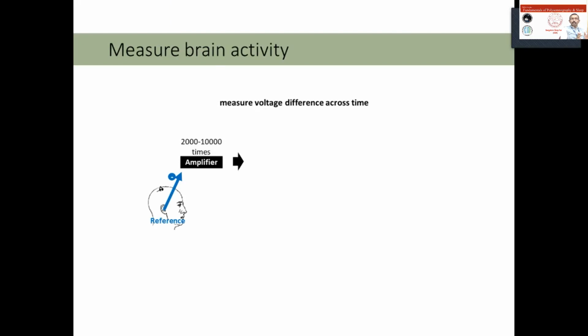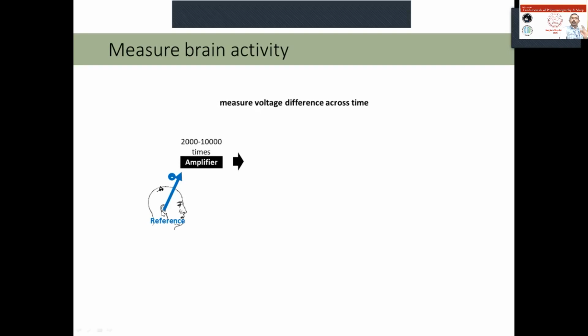We want to take the difference between 2 different sites, because the whole body undergoes change in voltage. But if we want to study the brain activity, we need one reference site, which usually will be around the ear or behind the ear, called mastoid. So that's a reference site. Whatever whole body voltage change happens will be captured by this. And the site where we want to measure, that will be called the active site.